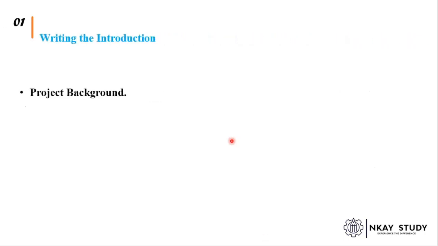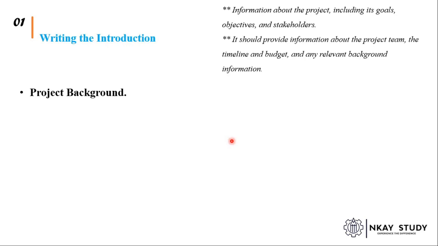project background. When we talk about project background, it's a section of the report that provides context and background information about the project being discussed. The project background typically includes information about the need or problem that the project is addressing, the goals and objectives of the project, and the stakeholders involved. It may also include information about the project team, the timeline and budget, and any relevant background information about the project's context or environment.